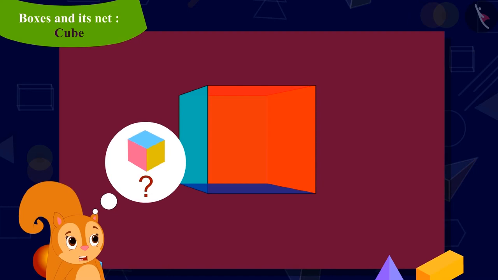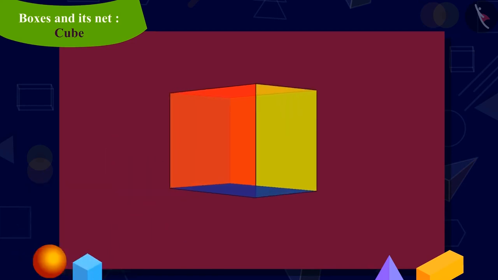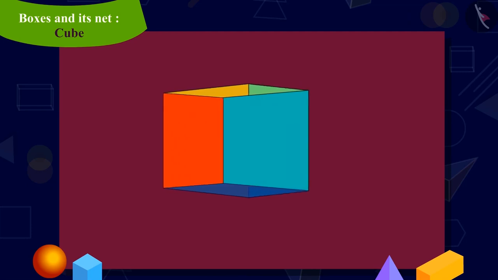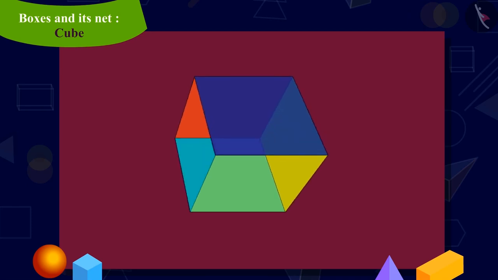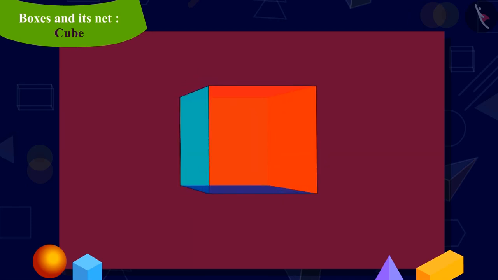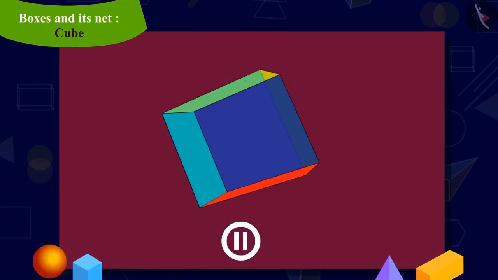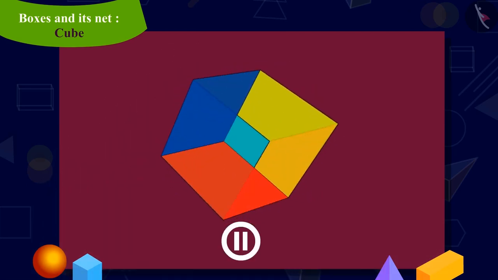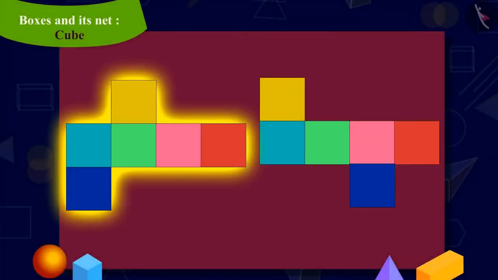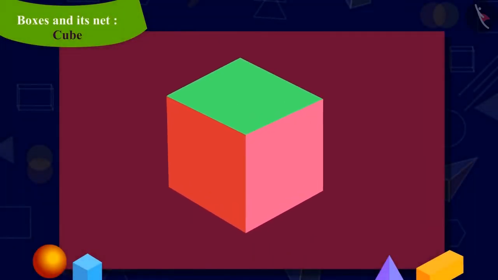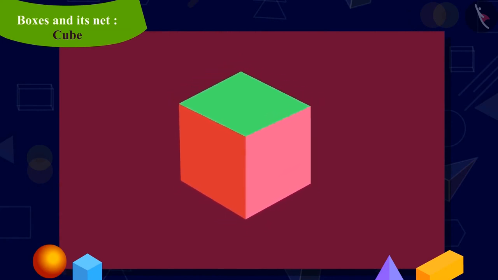Kids, can you help Chanda in making a third cube-shaped box? Keep in mind that all the six faces in your figure should be square. And when folded, they should form a cube-shaped box. You can stop this video and try to make it in your notebook. Kids, you can make this shape in these ways too. Chanda made another box out of the figures you just saw.